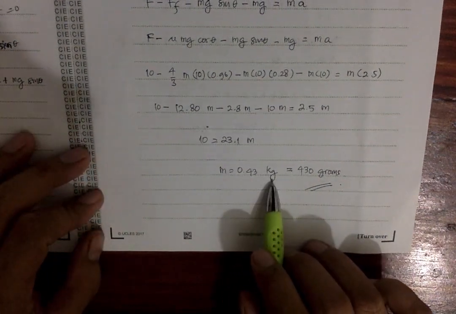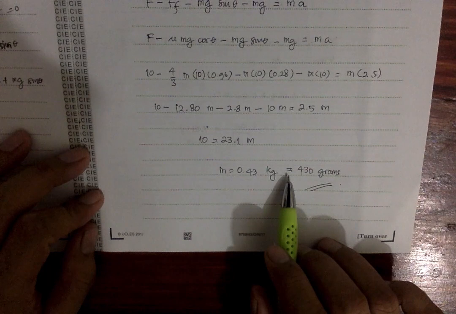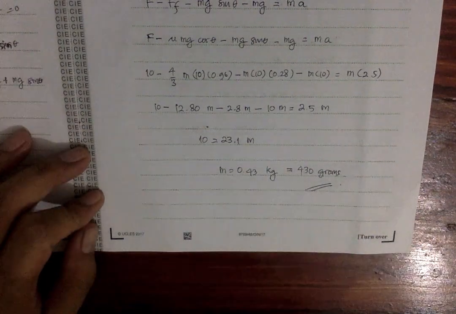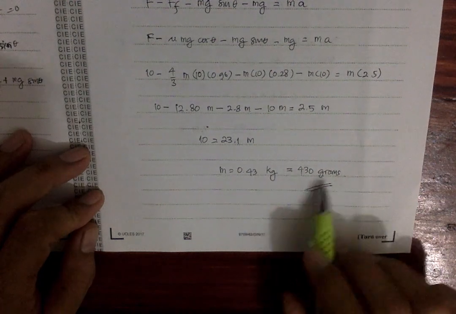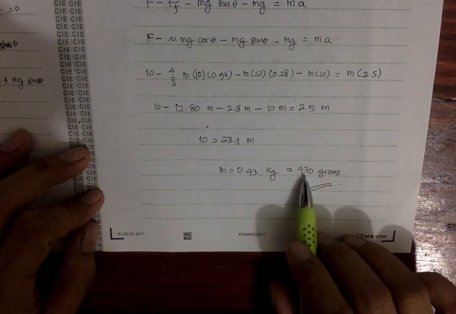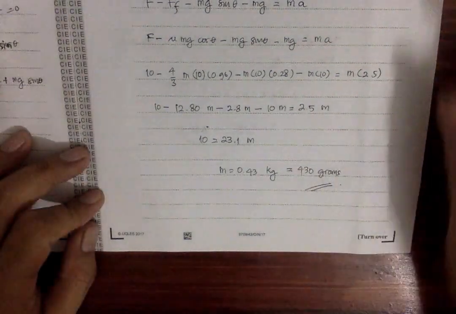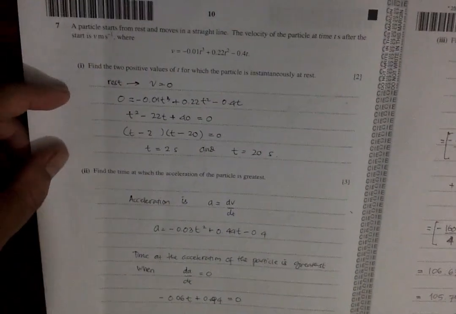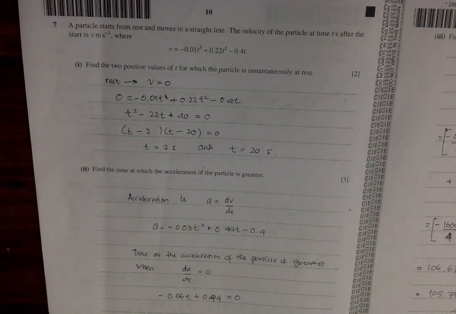0.40 kilogram, or we can change it into a different unit. Changing to grams, this is 0.43 times 1000, equals 430 grams. Okay, that's number 7. Continue to the next number.